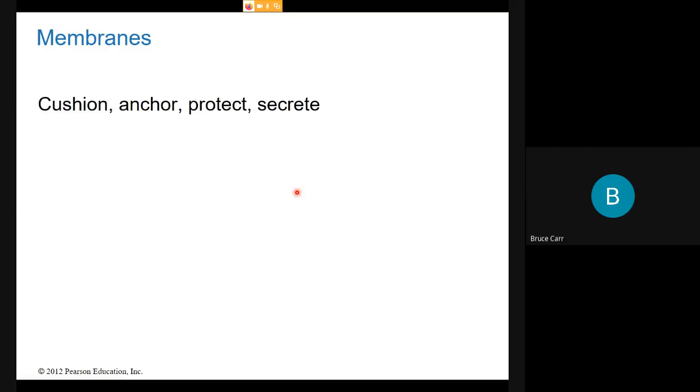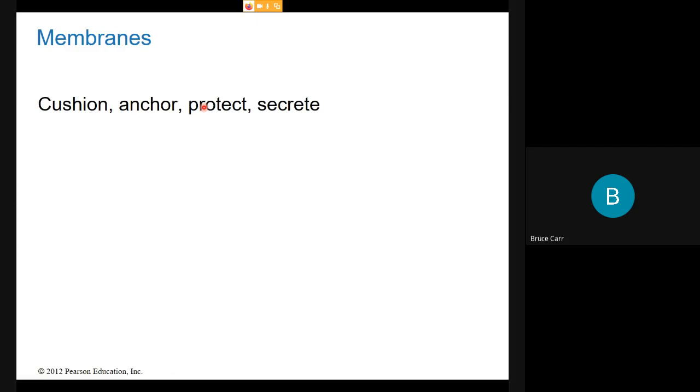Membranes are a part of connective tissue, and their job is complex. They need to anchor, they need to hold into a position, but it's in a body where movement is occurring. So they need to basically provide for some flexibility, meaning stretching, cushioning, to protect the materials that they enclose, sometimes to provide a low friction surface so they can slide if there's organ movement.